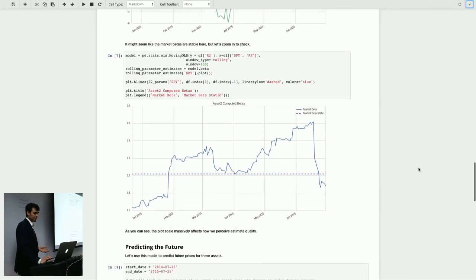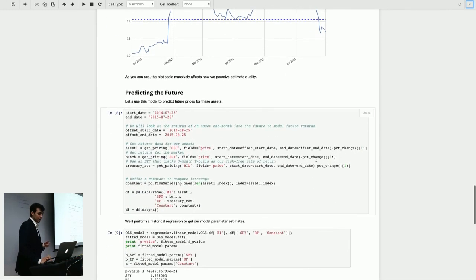The final example in this notebook is that we do the same model, but then we offset the inputs by a month backwards. So now we're using this month's market and treasury returns to forecast one month forward price, and doing that historically. Then we have the ability to take today's market and treasury returns and try to guess what this asset's returns will be one month into the future. I'm not going to spend too much time on that.